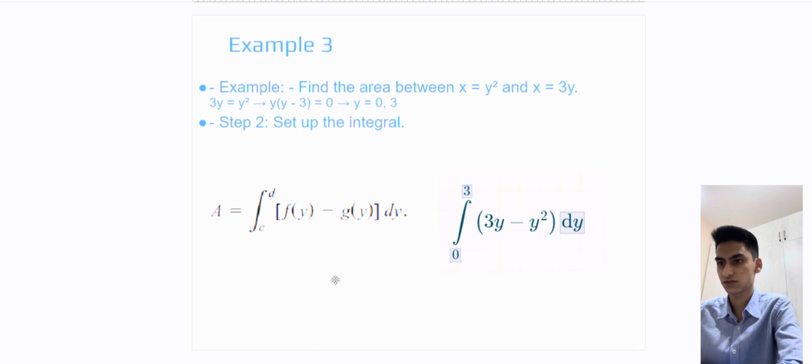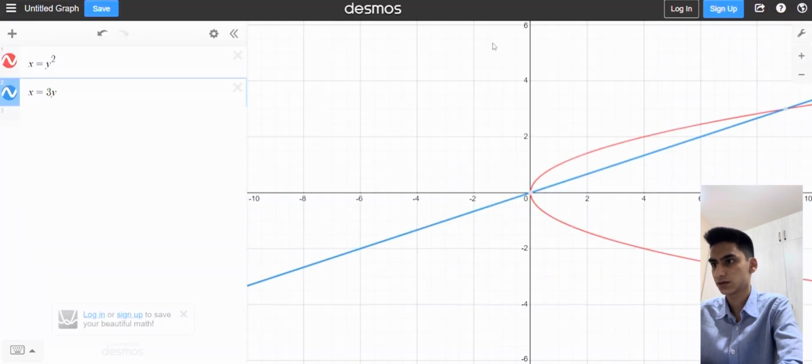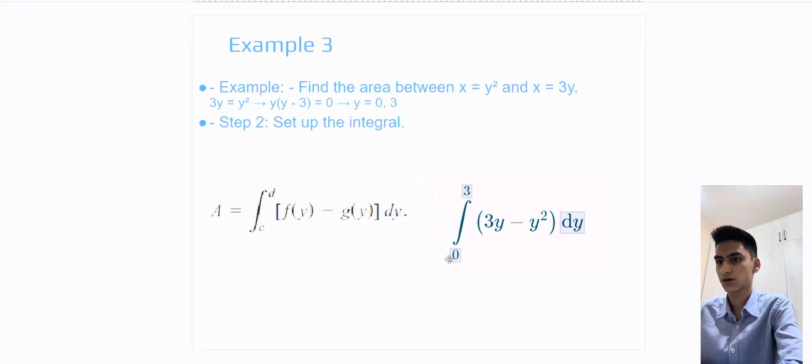Again, from the formula, we should first write the right function. Let's analyze the graphs of these functions: x equals y squared and x equals 3y. From here we can see that in this interval the right function is x equals 3y and the left one is x equals y squared. That's why we write 3y first. The integral from 0 to 3 of 3y minus y squared dy.